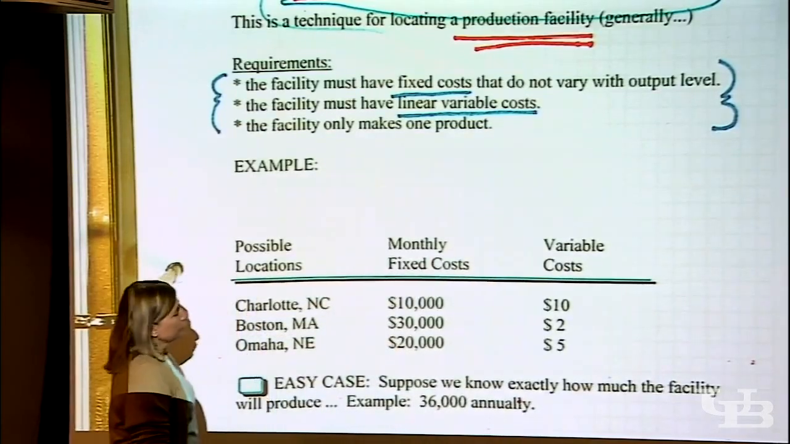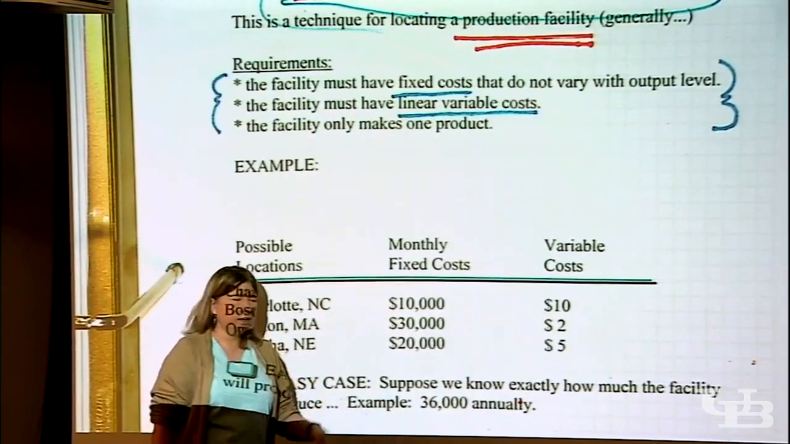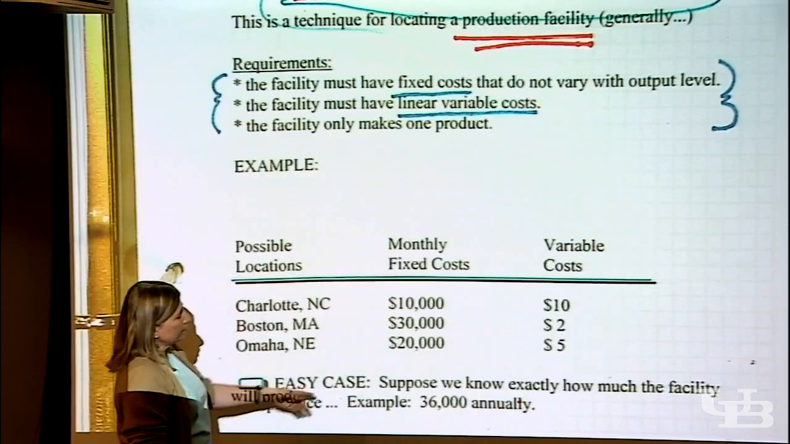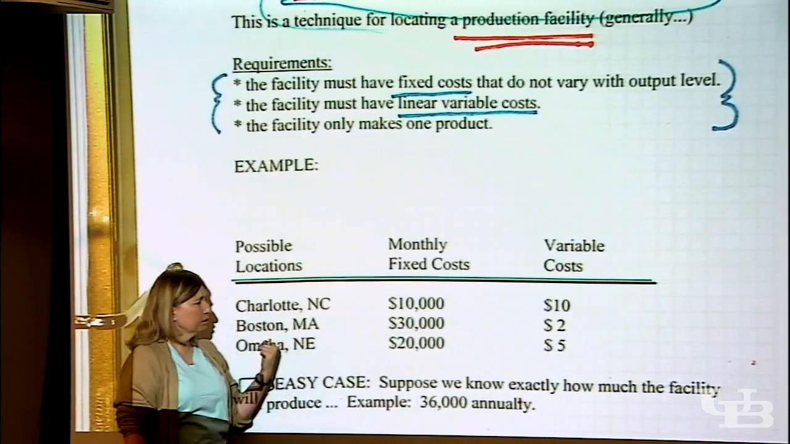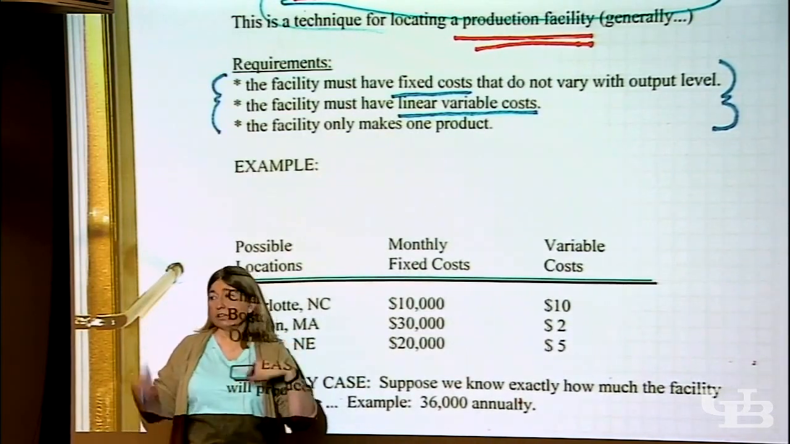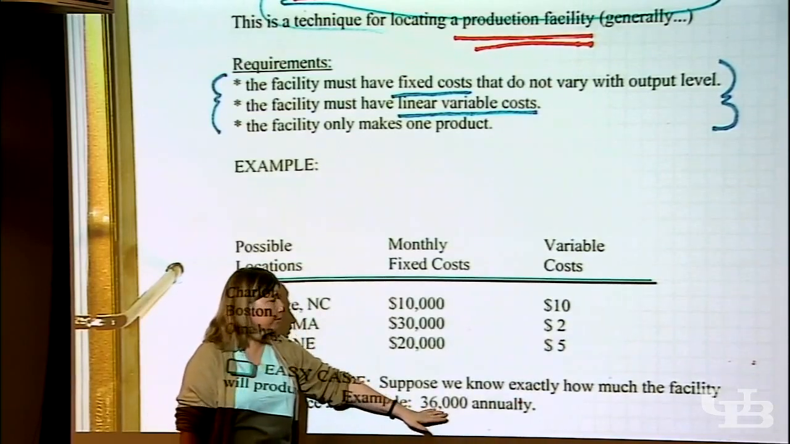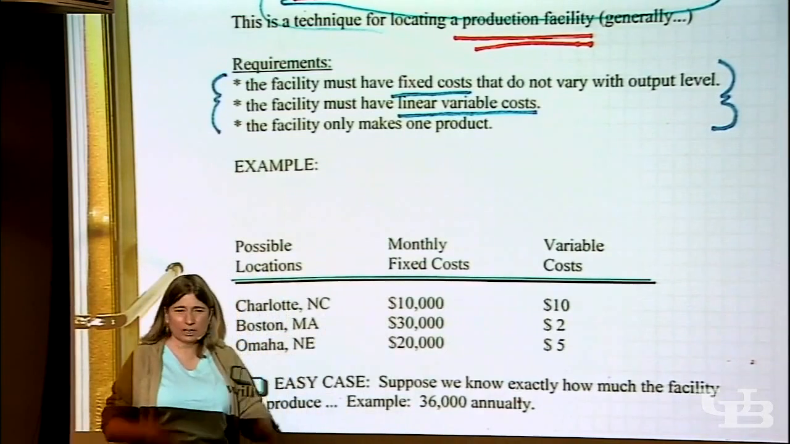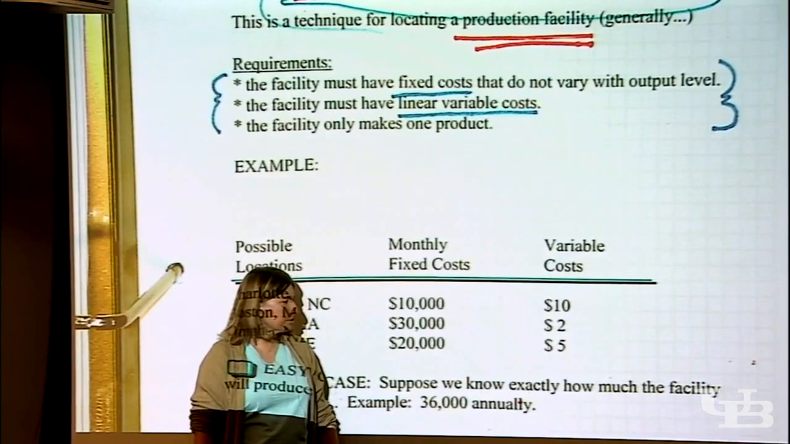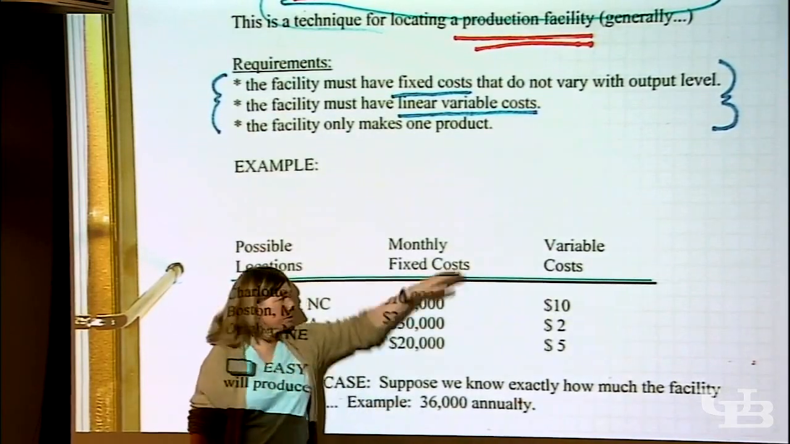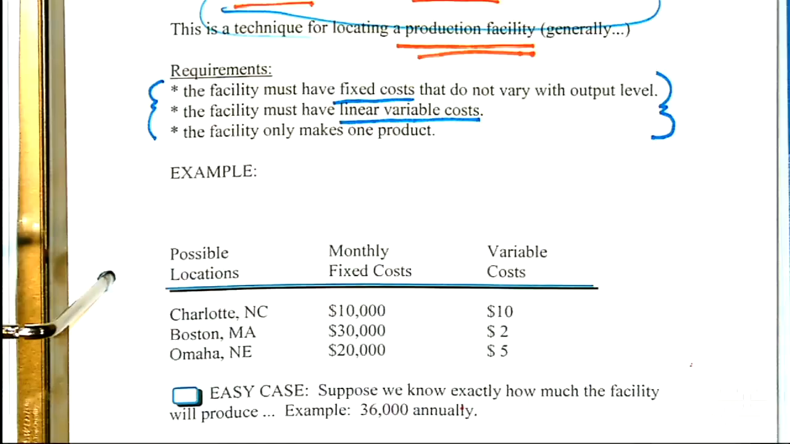Now, cost versus volume analysis has an easy case that isn't very realistic and then a more realistic case. In the easy case, it says, suppose we know how much the facility is going to produce. Remember, we're picking a location, so we haven't even built the facility, let alone started to use it. But maybe we do know that we're building a facility. Just picture any product you want. And we know that the facility is going to produce 36,000 annually. We know the volume. These are the costs. It's easy because it's just logic.